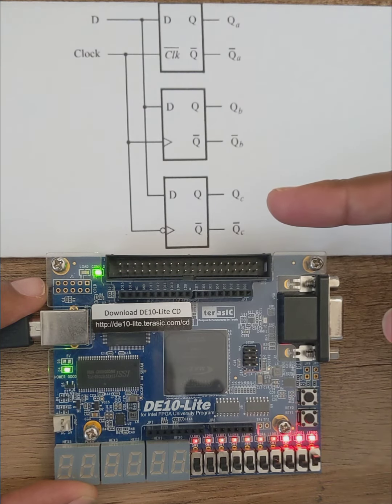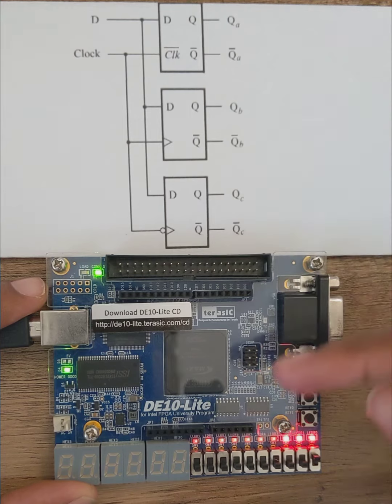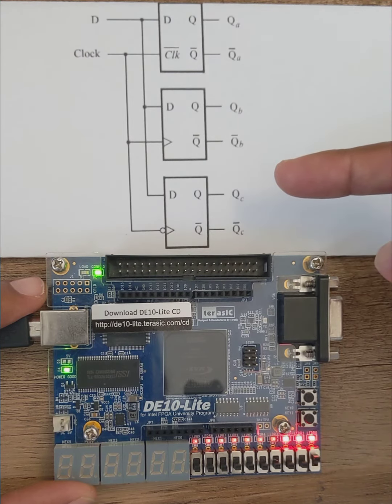Now I'm going to do a negative transition, and the third light is on for QC. Again, this is a negatively triggered D flip-flop, so when the clock makes a transition from high to low, the output D is passed through the bottom flip-flop there.